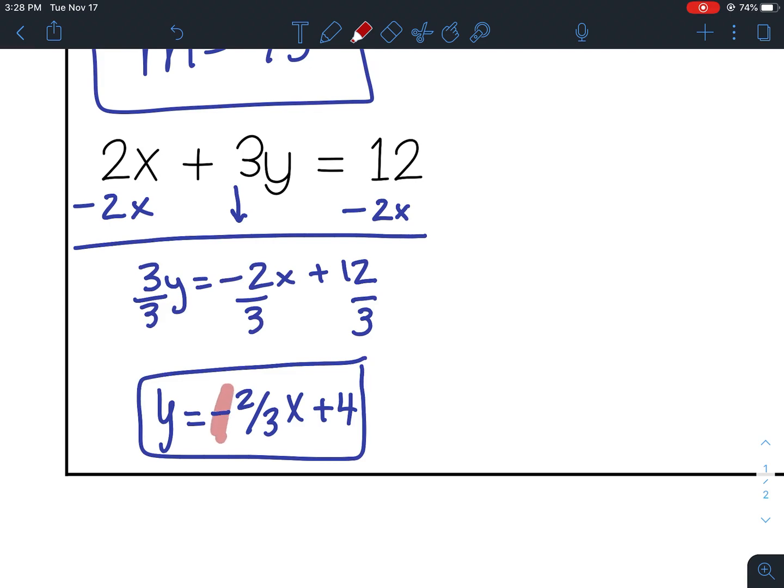Now we got to talk what my slope is. Again, slope is that number next to x. So here it's negative 2 over 3.